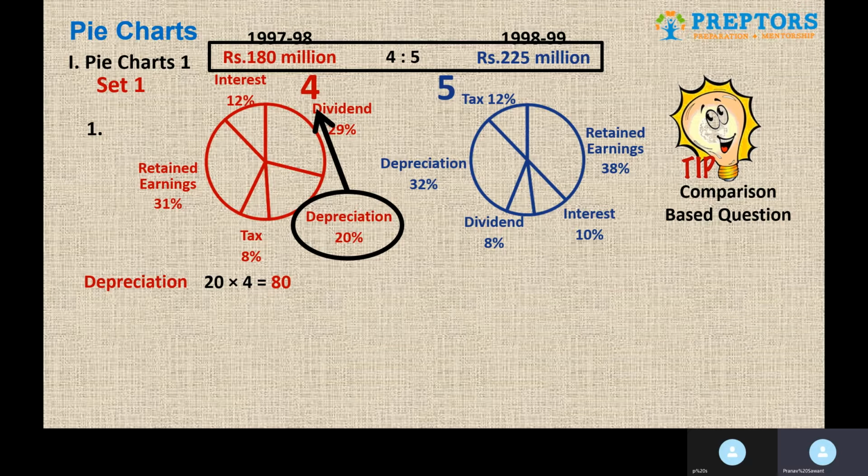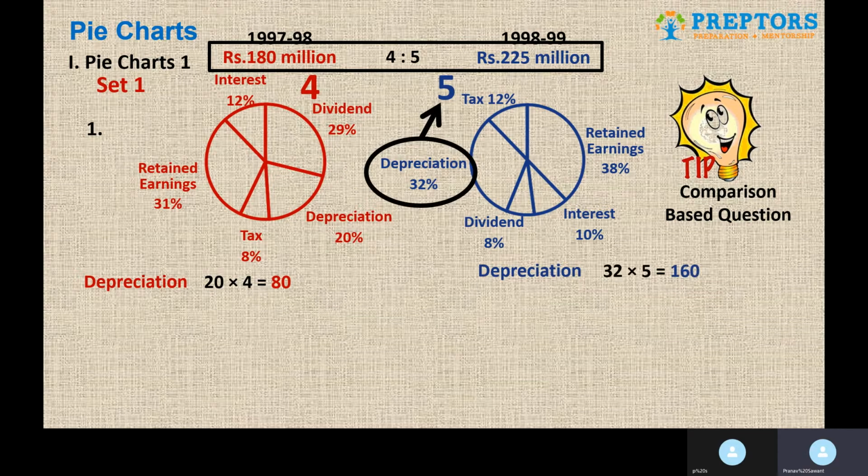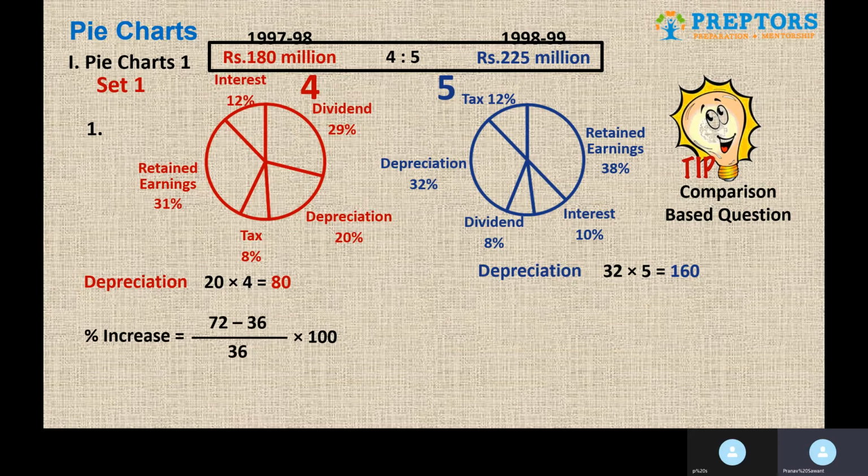So we have to find the depreciation component of the first one. So we will simply do 20 into 4. We will solve this by using the ratios. So 20 into 4 will give me depreciation. Similarly, 32 into 5 will give me depreciation. Now we have to find the increase. So we will simply do 160 minus 80 upon 80 into 100. So that is 100% increase.